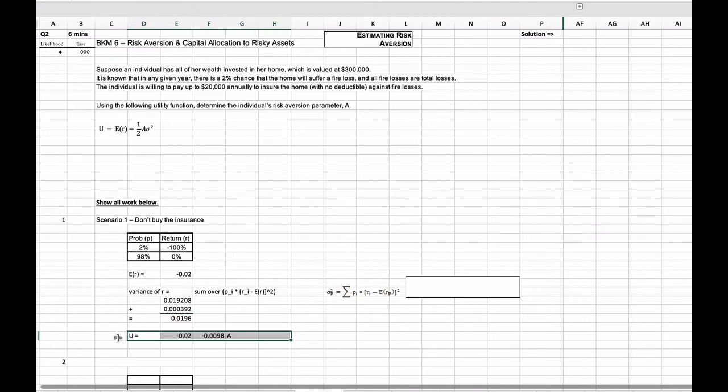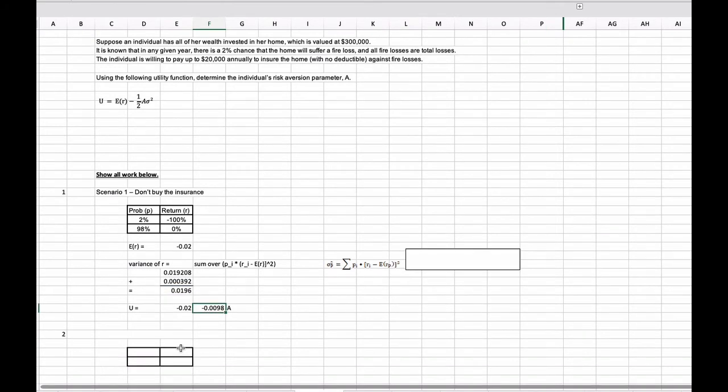The utility is expected return 2% minus 0.5 times variance 0.0196 times A. Now we can move on to the second scenario with this insurance.